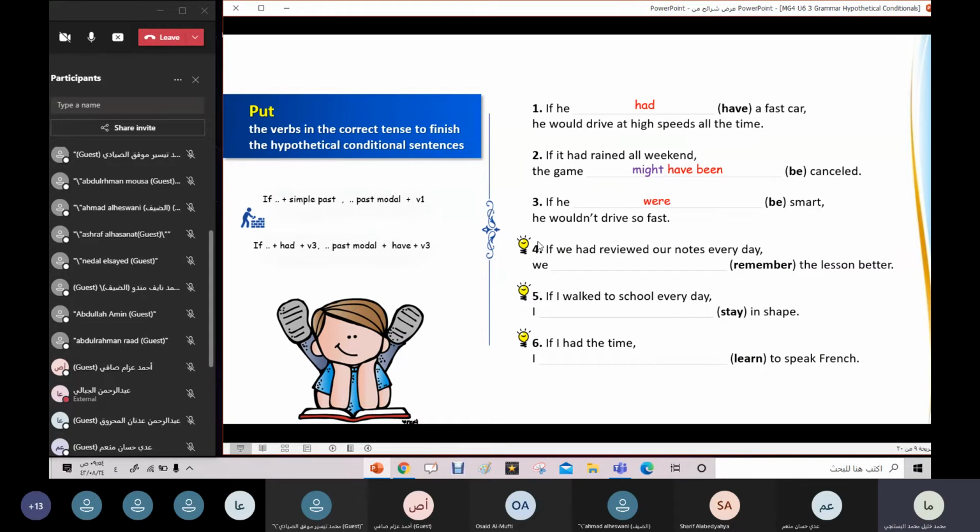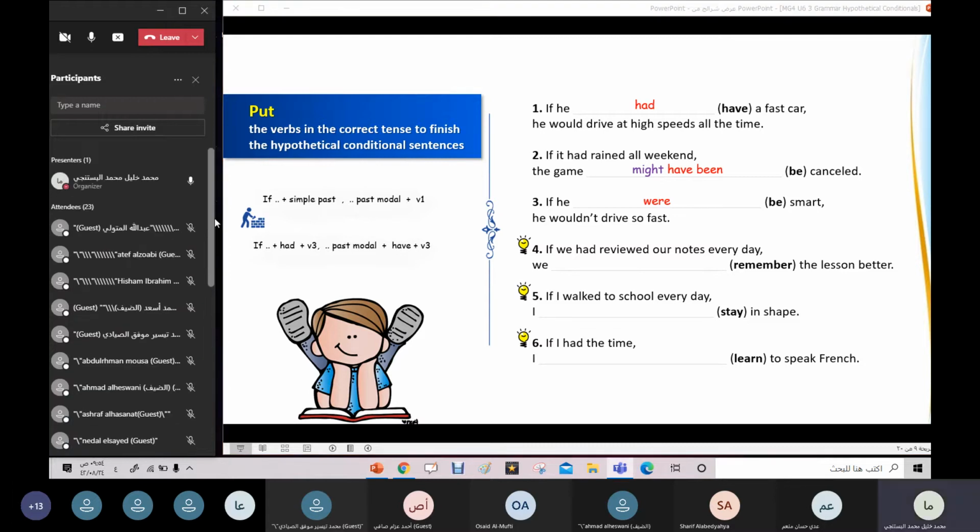Number 4, who can do it? Yanal, are you here? Yes, teacher. Read number 4, please. If we had reviewed our notes every day, we would have remembered the lesson better. Good. Number 5, who can try?